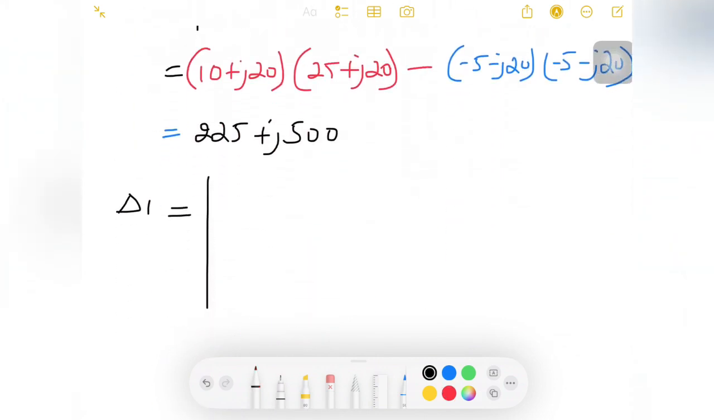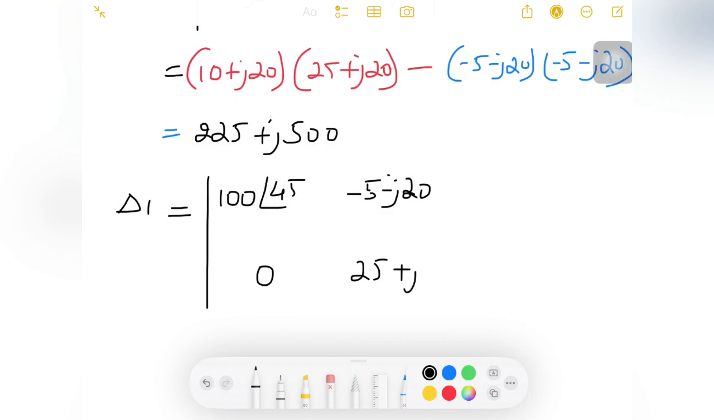That is 100 at an angle 45 and 0, first column. Second column I write as it is, minus 5 minus J20, 25 plus J20.